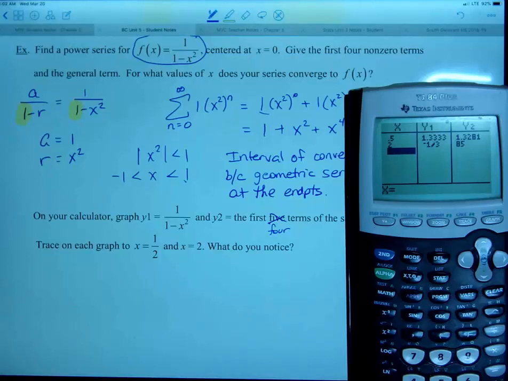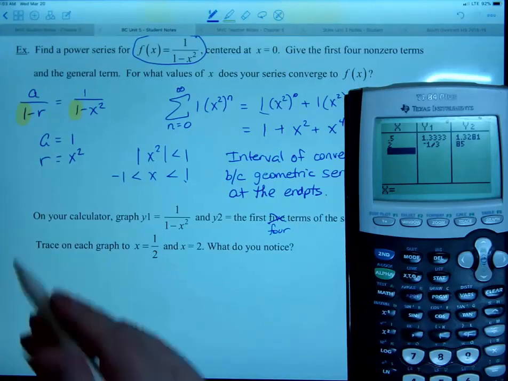So the whole point of this question was to emphasize the fact that the series is only good for estimating the curve near the center. Does that make sense? 2 is not far from 0, but it's too far right now. It's way too far.